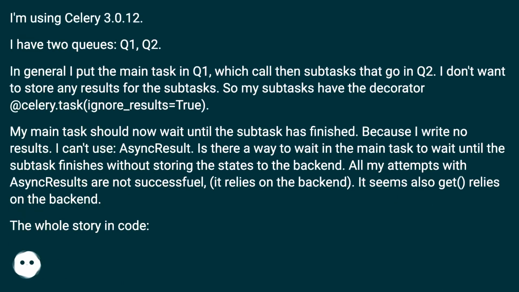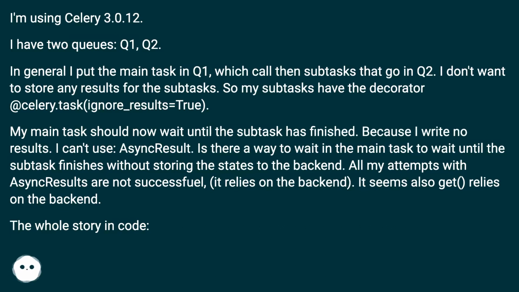I'm using Celery 3.0.12. I have two queues, Q1 and Q2. In general, I put the main task in Q1, which then calls subtasks that go in Q2. I don't want to store any results for the subtasks, so my subtasks have the decorator @celery.task(ignore_result=True).